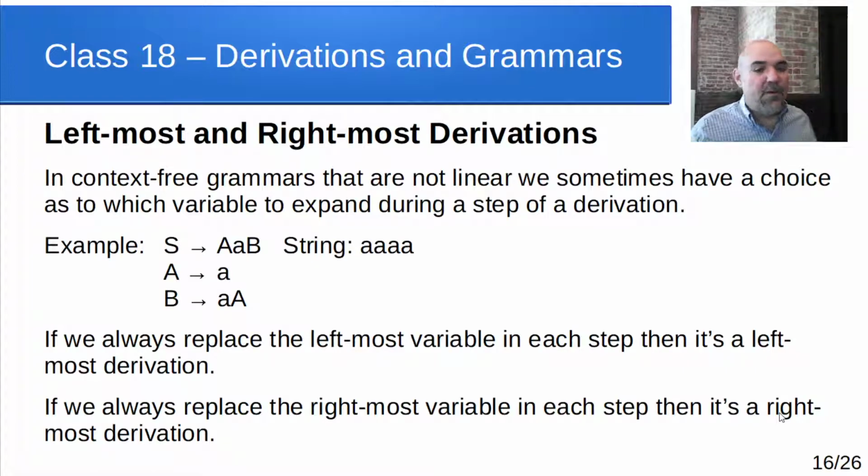Now, leftmost and rightmost derivations. In context-free grammars that aren't linear, sometimes you'll wind up with two variables on the right-hand side, or in part of a step along a derivation. That means we have a choice as to which one to expand during that step. We could choose the first one, the second one, or really any of them. If you always replace the leftmost variable in each step of a derivation, then that derivation is called a leftmost derivation. If you always replace the rightmost variable in each step, that's called a rightmost derivation. Let's take a look at an example of that.